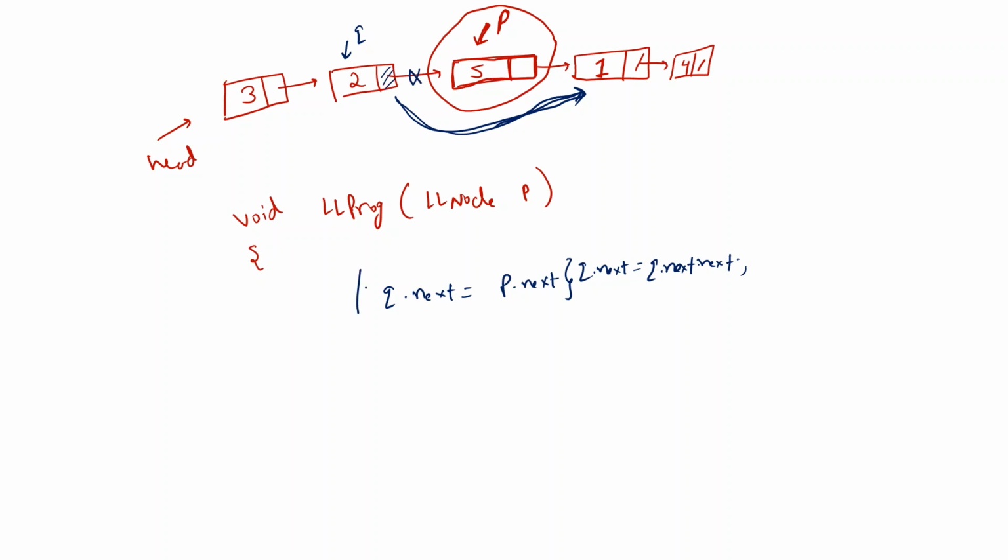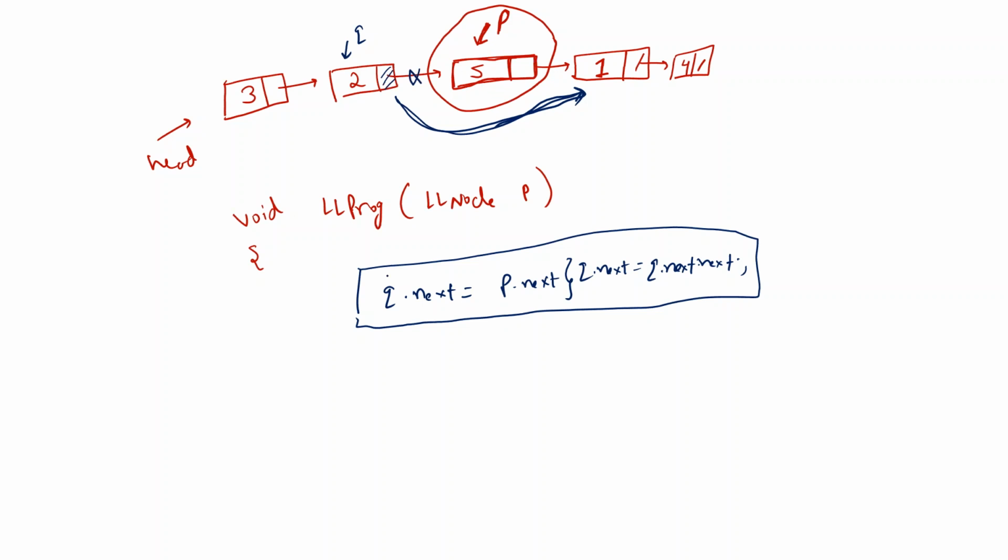Now the issue is you cannot have q because you don't have head. You cannot start from the beginning, right? So you cannot make your q come over here. The only pointer given to you is for this particular node. You cannot move backwards, and you cannot delete this particular node, right?